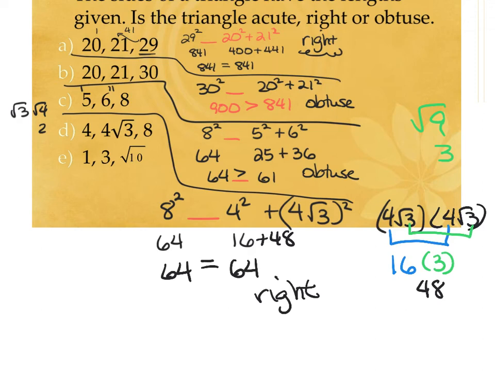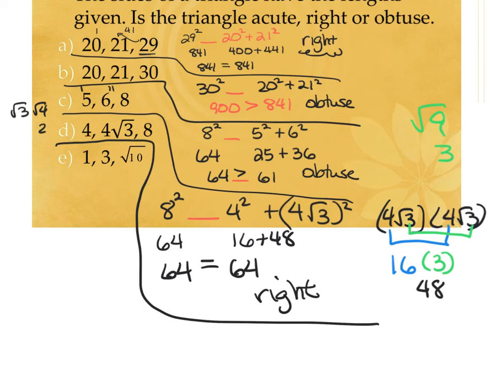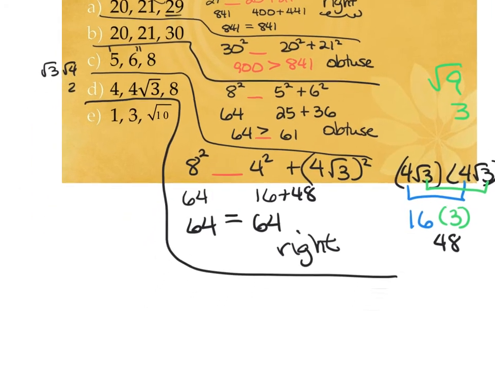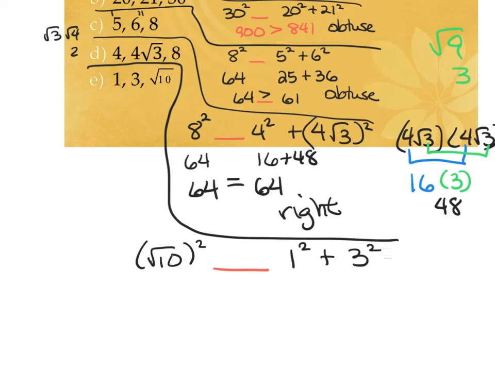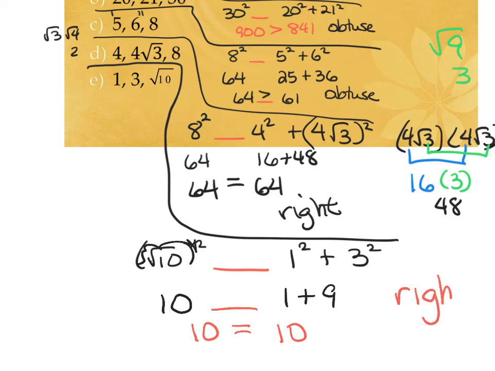I have one more example. Again, I can see that the square root of 10 is the biggest number, because if you think about the next perfect square below that, it's the square root of 9, which is 3. So I already know that the square root of 10 is the biggest side. So the square root of 10 squared, I don't know the symbol yet, and then I'm doing 1 squared plus 3 squared. Remember, when you square a radical, it makes the radical disappear. So this just becomes 10. 1 squared is 1, 3 squared is 9, and then 1 plus 9 is 10. So the symbol that goes in between is the equal sign. So this triangle is also a right triangle.